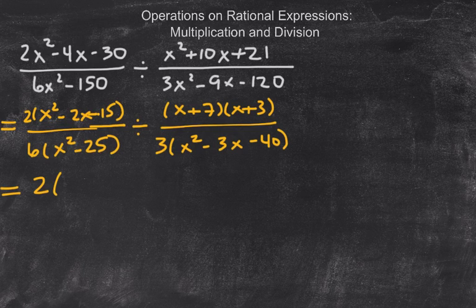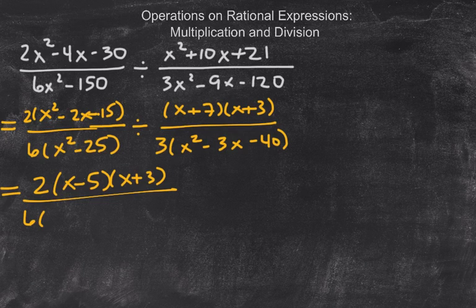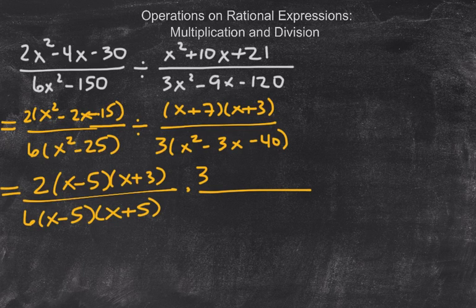So this numerator will be 2 times x minus 5 times x plus 3 over 6. Here's the difference of squares again, so I've got x minus 5 times x plus 5. Now I'm going to write it as times 3 times x. Here I want to multiply to negative 40 and add to negative 3. So let me draw out an area model for that one.